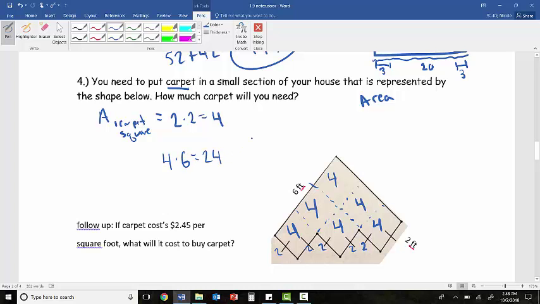And it looks like we're talking about square feet. So square feet. All right. So if you went shopping at Lowe's, you would tell them I need 24 square feet worth of carpet.